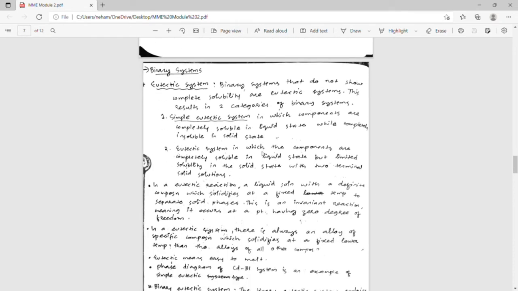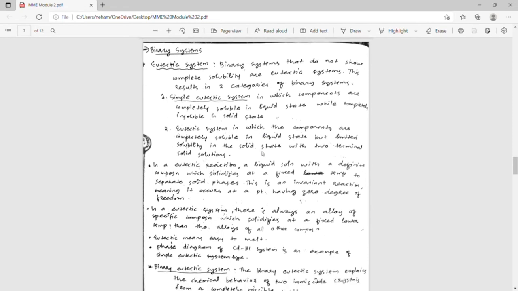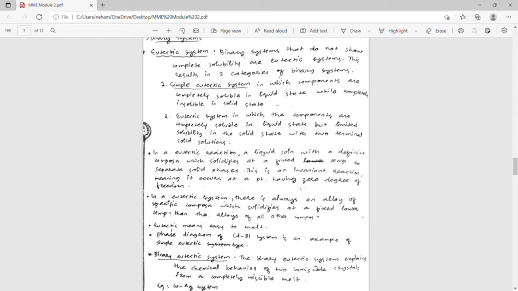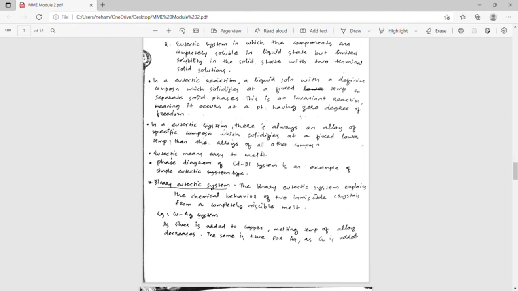Next are binary systems. Binary systems that do not show complete solubility are eutectic systems. This results in two categories of binary system. Simple eutectic system, in which components are completely soluble in the liquid state while completely insoluble in the solid state. Eutectic system, in which the components are completely soluble in the liquid state but have limited solubility in the solid state, with two terminal solid solutions. In a eutectic reaction, a liquid solution with a definite composition solidifies at a fixed temperature to separate solid phases.